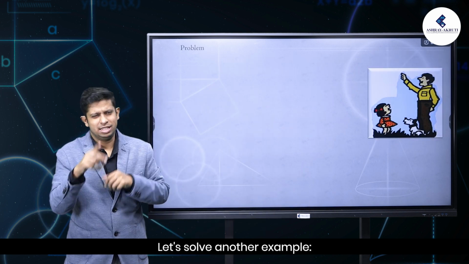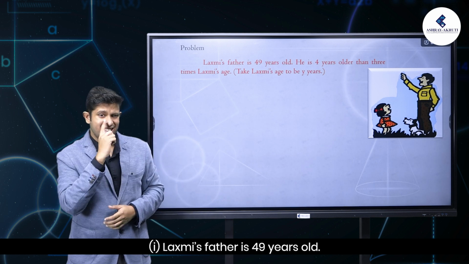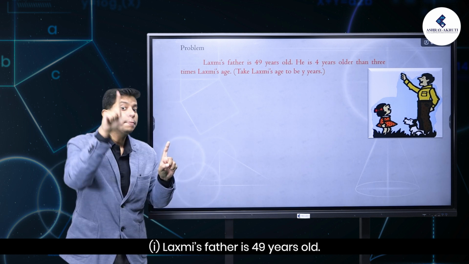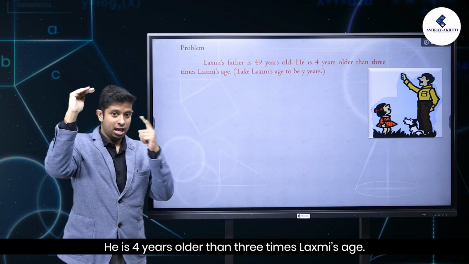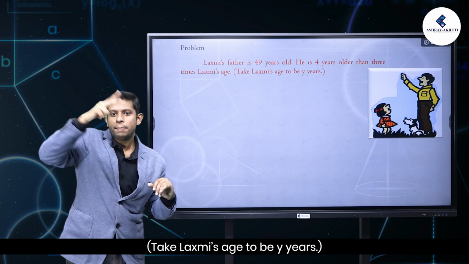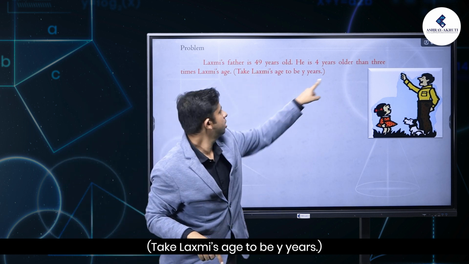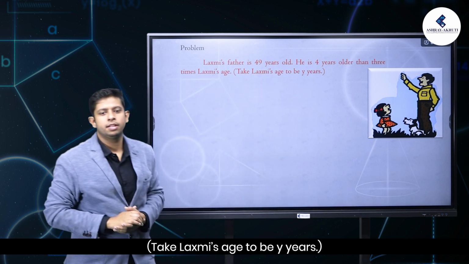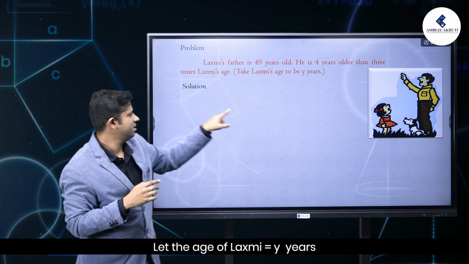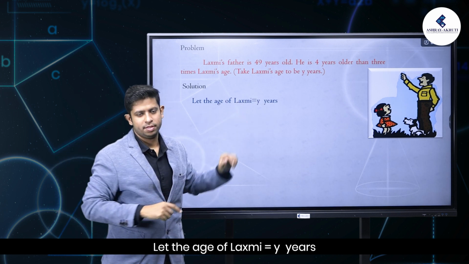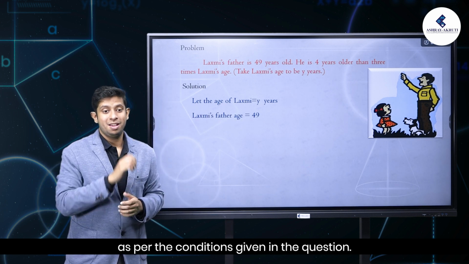Let's solve another example. Write equations for the following statements. Lakshmi's father is 49 years old. He is 4 years older than 3 times Lakshmi's age. Take Lakshmi's age to be y years. The value that is not known or to be found is assigned a variable. Let the age of Lakshmi be y years. Then the expressions are formed as per the conditions given in the question.